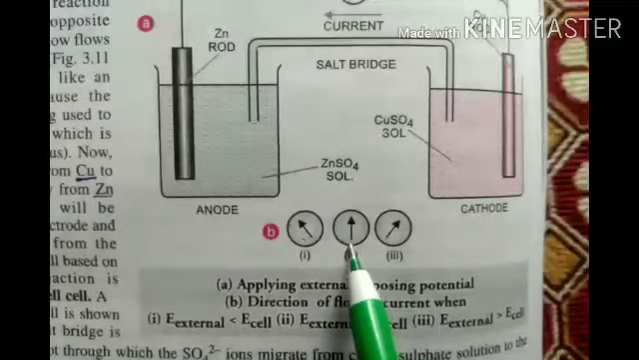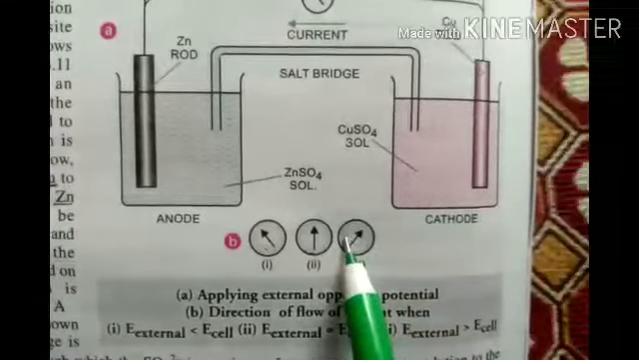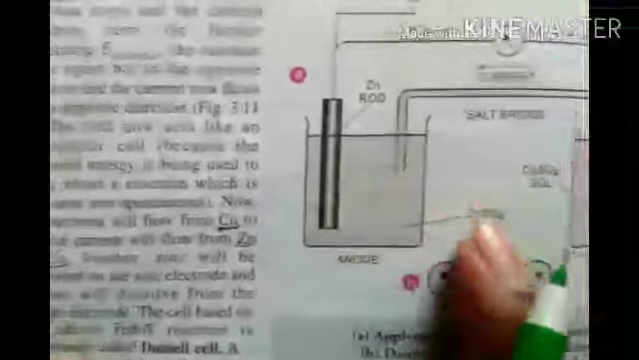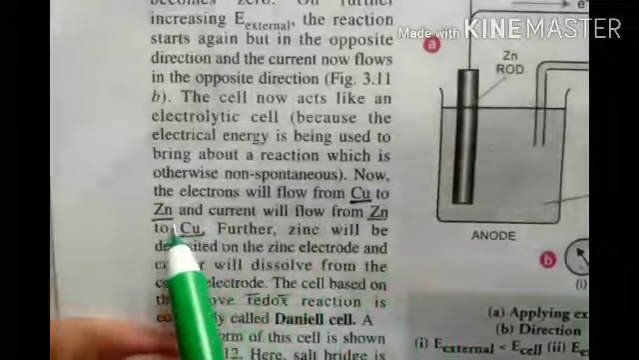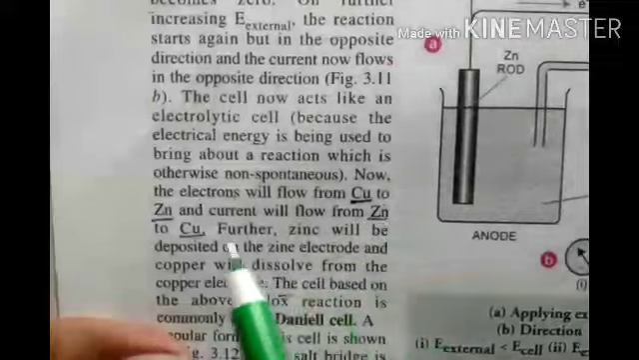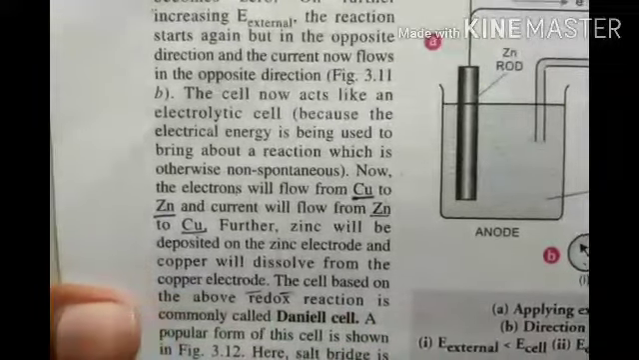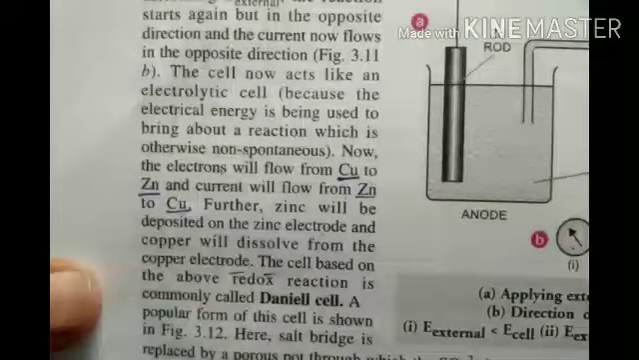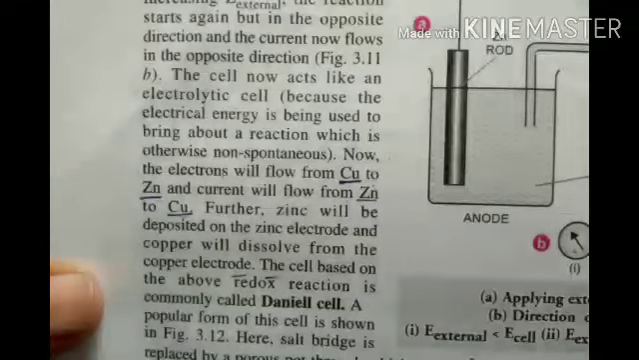External and E cell both are same, and E external is greater than E cell, this symbol. Okay, now look at it here. Now the electrons flow from the copper to zinc, and the current will flow from the zinc to copper. Further, zinc will be deposited on the zinc electrode, and copper will be dissolved from the copper electrode. The cell based on the above redox reaction is commonly called the Daniell cell.